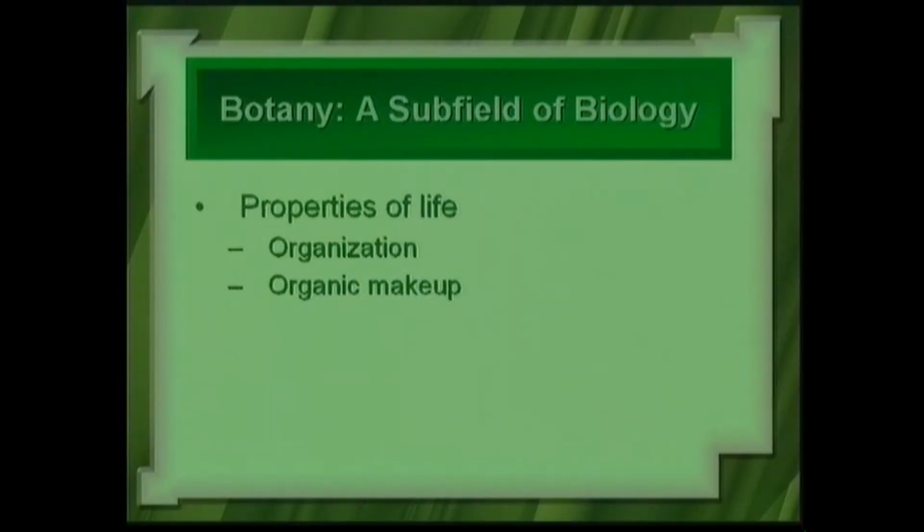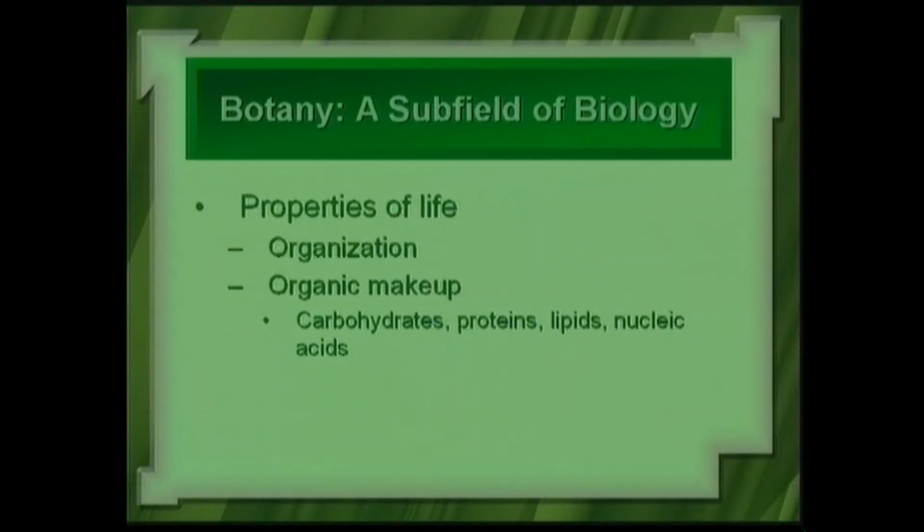The last point I want to make is that generally plants have organic composition, or an organic makeup. Now, what does that mean? Organic means that generally it has a carbon backbone, or a carbon-based structure. Organic makeup means that you have different kinds of chemicals that make up living things, including carbohydrates, also proteins, lipids, and nucleic acids.